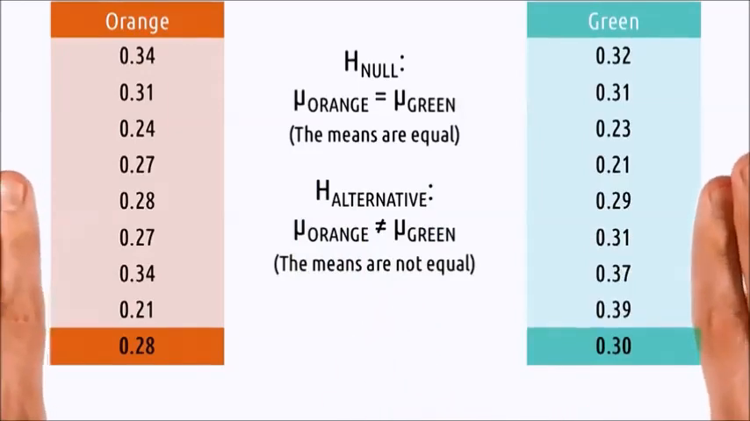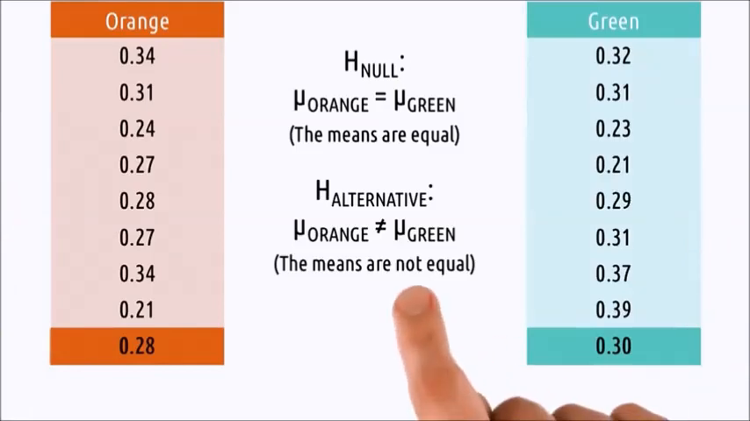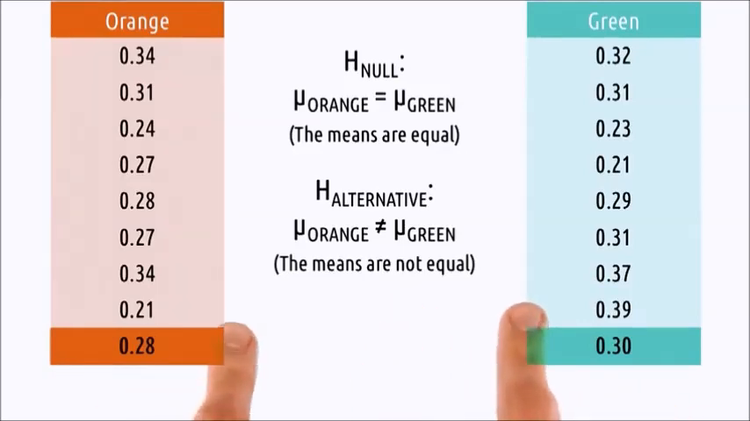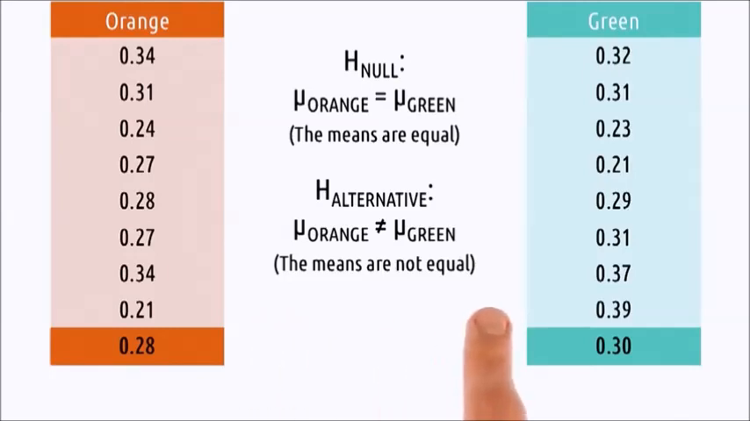So we want to see if this difference is big enough to accept the alternative hypothesis instead of the null hypothesis. We generally accept the alternative hypothesis if there's less than a 5% chance that the difference could have arisen by random chance. In that case, we say that the difference is statistically significant. So here, there's probably a pretty good chance that this difference could arise by random chance, not because orange is actually any better than green.